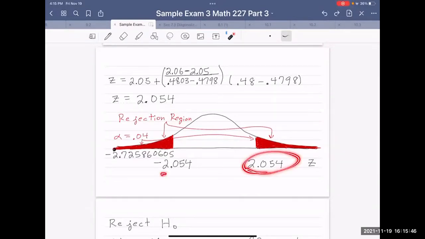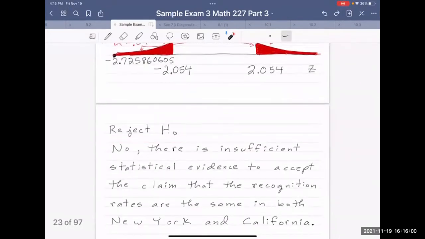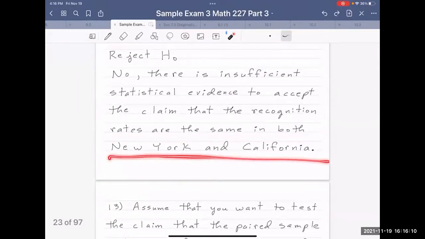And so here are my critical values, and here was my test statistic. My test statistic is in the rejection region. Therefore, I reject the null hypothesis. So no, there is insufficient statistical evidence to accept the claim that the recognition rates are the same in both New York and California.